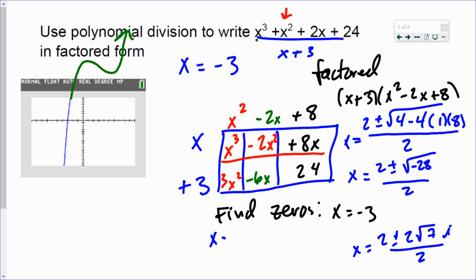Our final answer would be 1 plus or minus the square root of 7 i. Did a lot of mental math there, so if I made a mistake, sorry, but you're just solving the quadratic, so now I have my 3 zeros. If it says tell me all the roots, find all the roots. Some might be imaginary, that's okay. But if it's x to the third, you've got to have 3 roots.